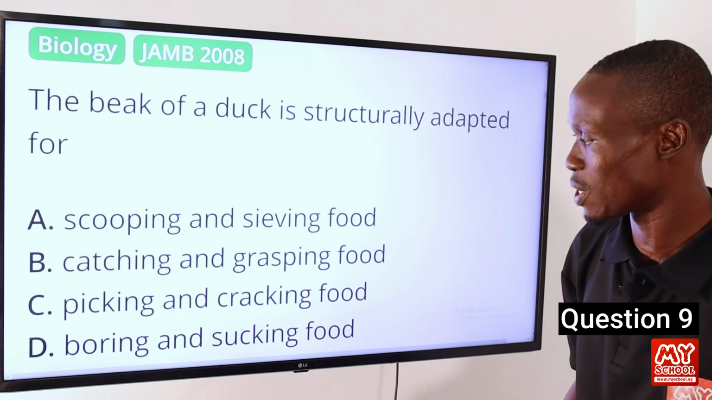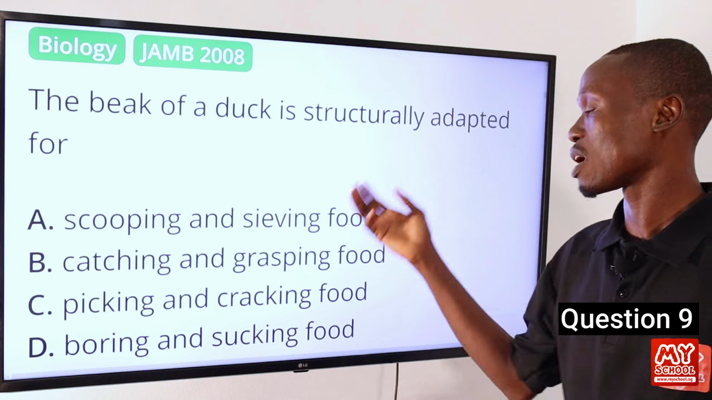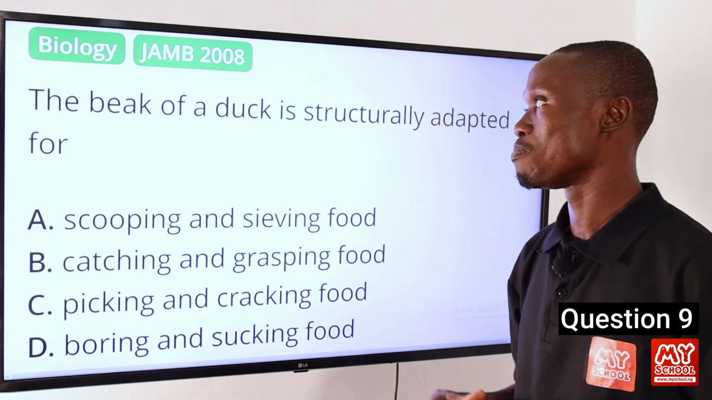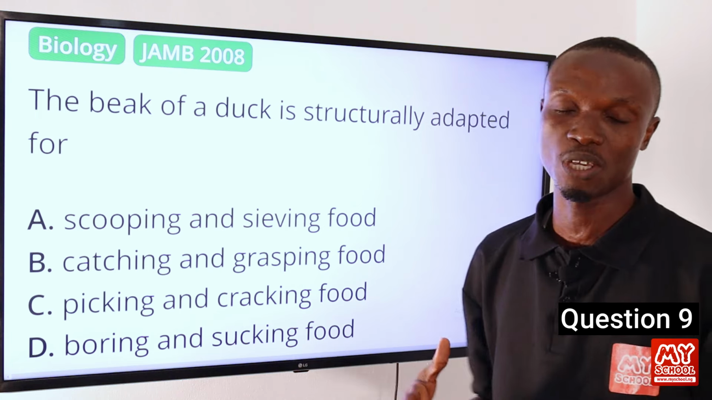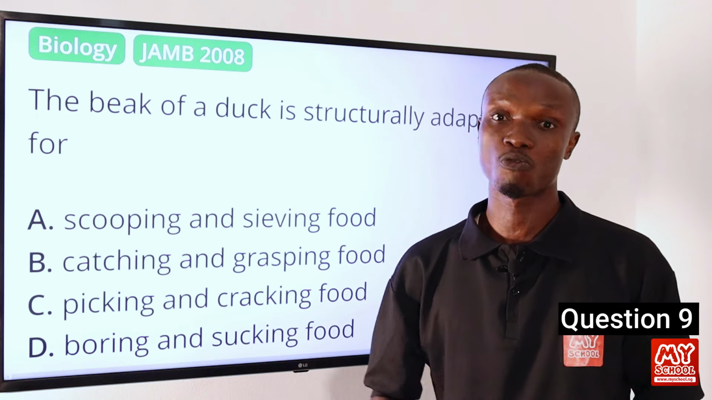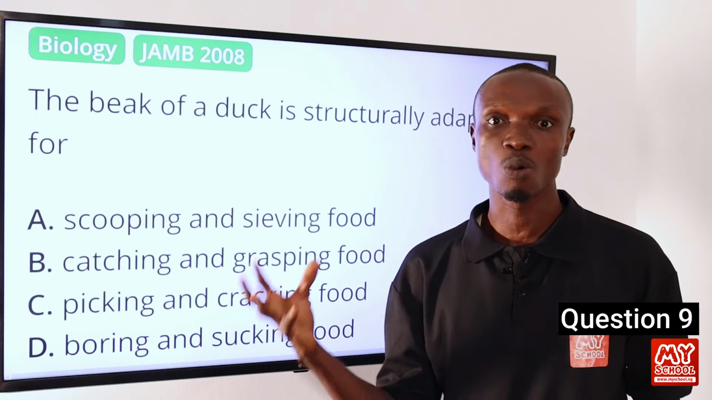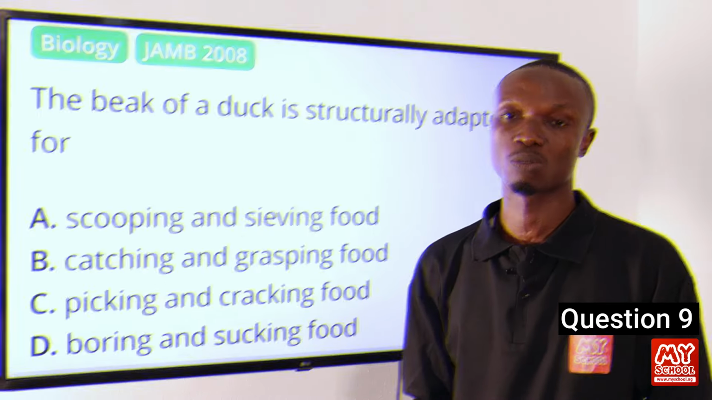Question 9. The beak of a duck is structurally adapted for A. Scooping and sieving food, B. Catching and grasping food, C. Picking and cracking food, D. Boring and sucking food. So the answer to this question is option A. The beak of a duck is structurally adapted for scooping and sieving food. So the beak helps them to strain small plants and animals from water while sieving out muddy water. So that makes option A the correct answer to this question.